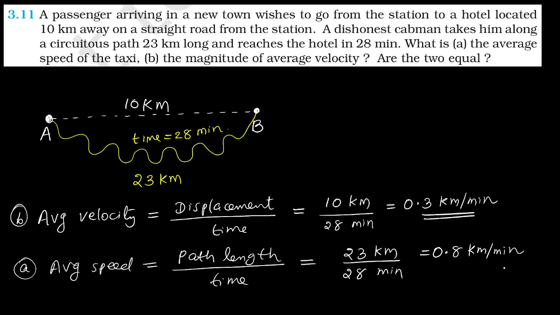So clearly average velocity is not equal to average speed. Are they equal? No, they are not equal. It's a simple question. All of you please write down. If you have written and are 100% clear, raise your hand.